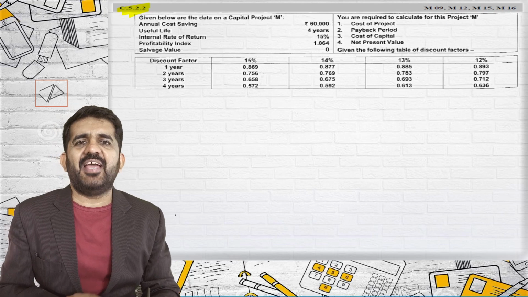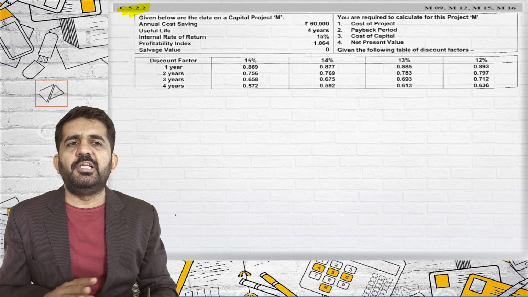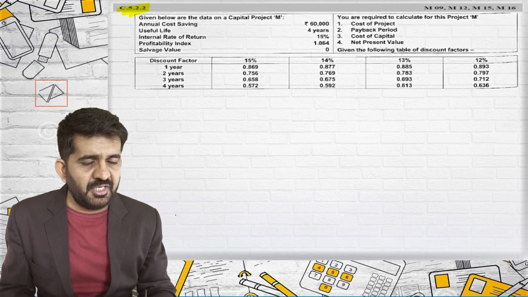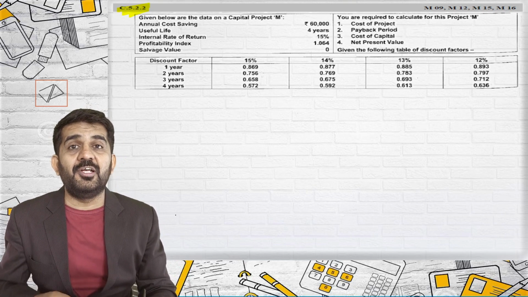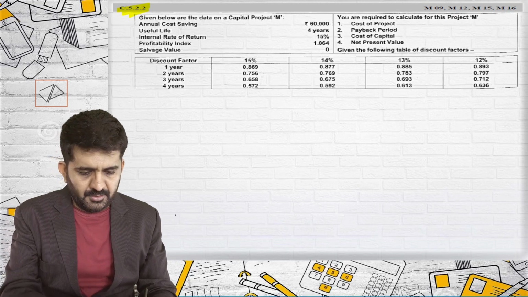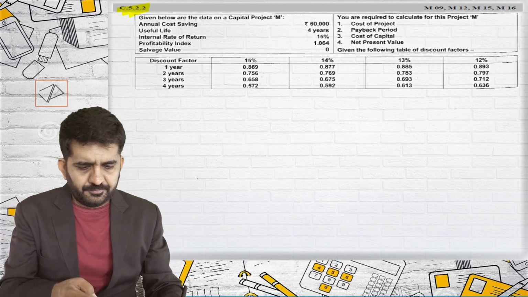5.2.2 is an excellent question. It clears each and every concept of capital budgeting. It tests your real knowledge of capital budgeting rather than just the formula. Try to concentrate.